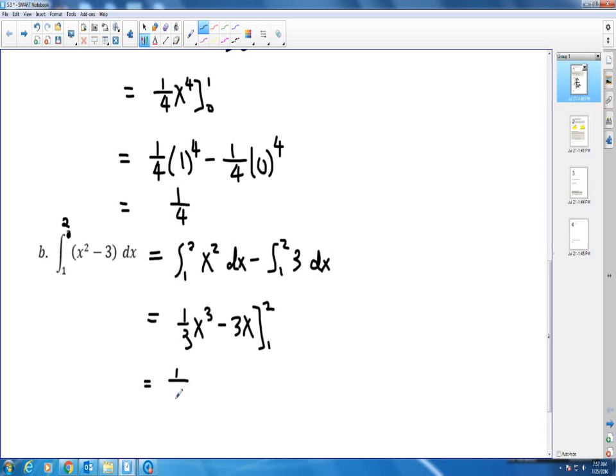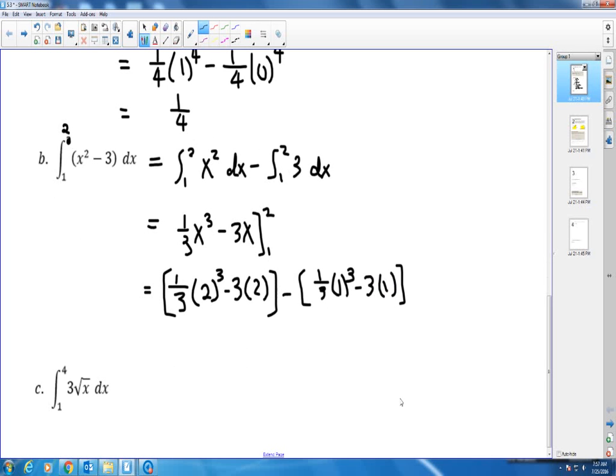Alright, so substitute 2 for x here. So that will give me 1/3 times 2 to the 3rd minus 3 times 2. We'll figure this out first. I'm going to put in a bracket, and then minus 1/3 times 1 to the 3rd minus 3 times 1. Alright, so if you put all the stuff in the calculator, your answer is negative 2 over 3. Okay, there's negative 2 over 3.